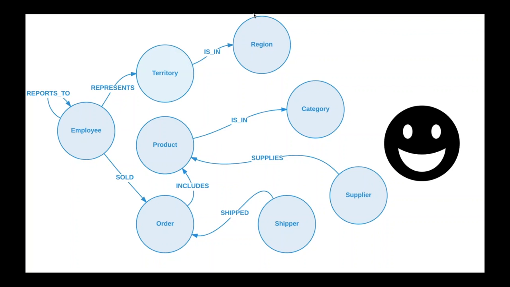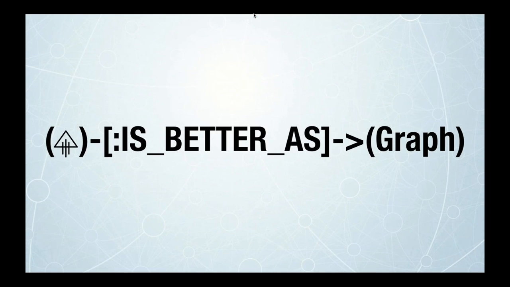We have an employee who reports to another employee, an employee who represents a territory. That territory is in a region. We can have an employee sell an order, which includes products. The products are in categories. The supplier supplies that product. And then that order was shipped by a shipper. So I contend that Northwind is better represented as a graph.